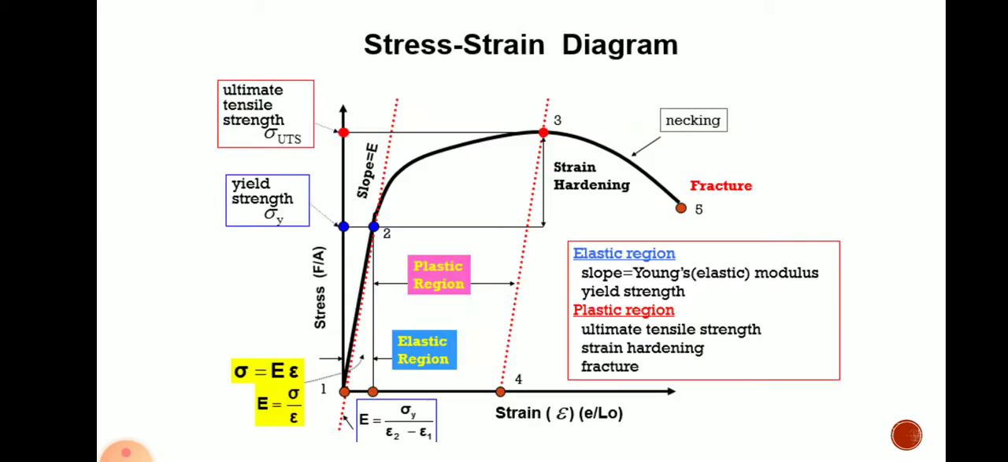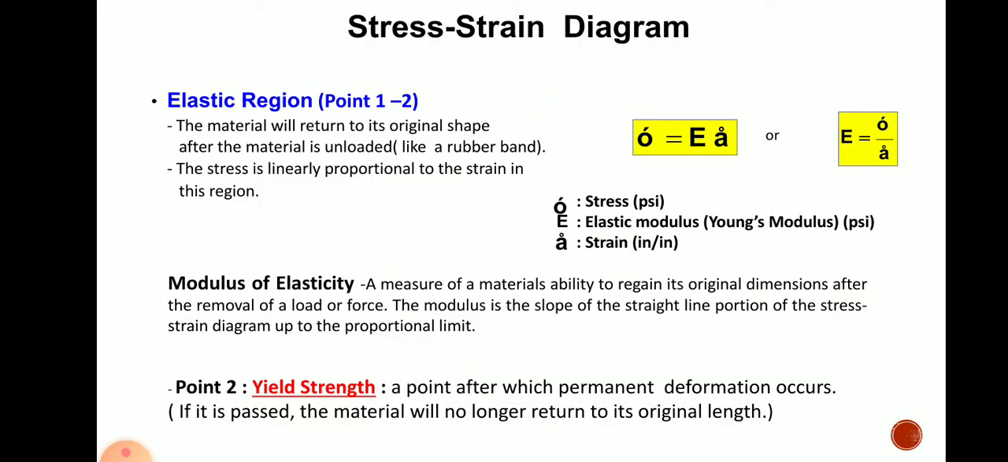So in that diagram, whatever the slope of that 1 to 2 portion, if you find it out, that slope is nothing but stress upon strain, sigma upon epsilon. So if you find the slope of this 1 to 2 line, it is nothing but the modulus of elasticity. So from that first region you have found the modulus of elasticity of the material. Modulus of elasticity is the measure of a material's ability to regain its original dimension after the removal of load or force. And point 2 is also important.